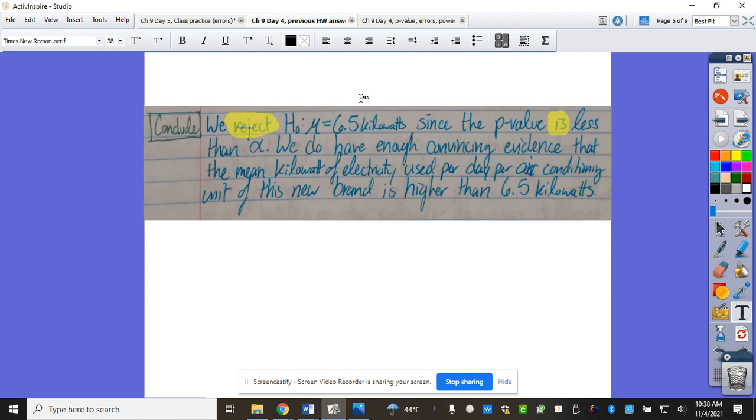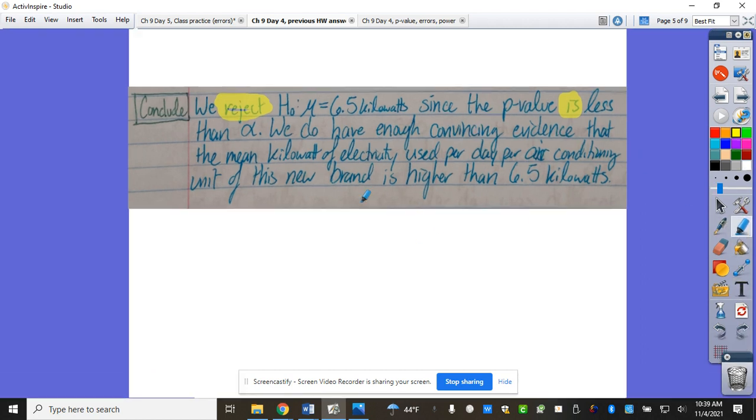All right, so we reject the null hypothesis that mu equals 6.5 kilowatts since the p-value is less than alpha, which means that we do have enough convincing evidence that the mean kilowatt of electricity used per day per air conditioning unit of this new brand is higher than 6.5 kilowatts. And again, I talked about, very, very shorthand, what can I write here instead of my words?